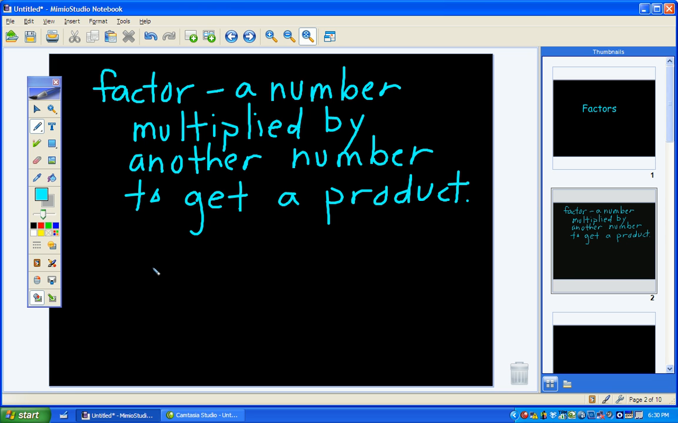Anytime you've done a multiplication problem, like 4 times 12 equals 48, you have had two factors. This is a factor and this is a factor, and both of these are factors of the number 48.